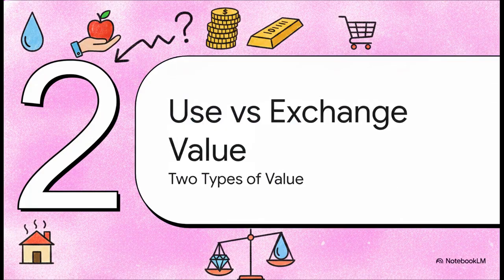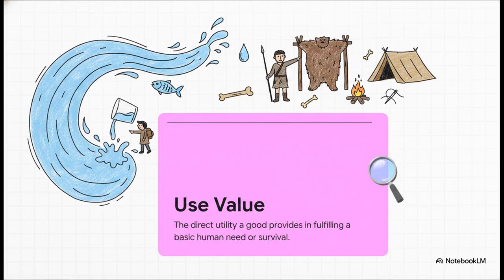Section 2. Use value versus exchange value. To find our first real clue, we absolutely have to contrast two totally different types of value. First up is use value. Adam Smith noticed that water has enormous use value because our lives literally depend on it. Use value is all about direct utility. It's the importance a good has simply because it fulfills a basic human need.